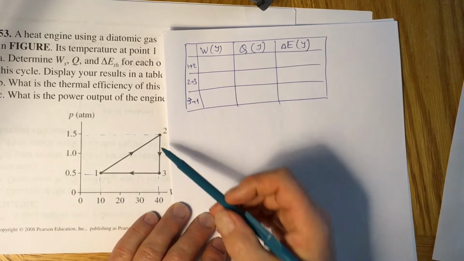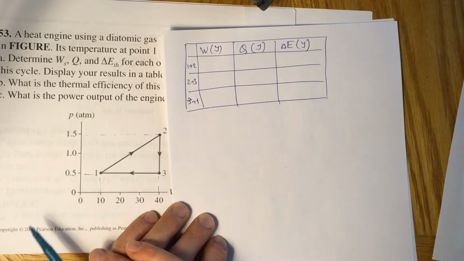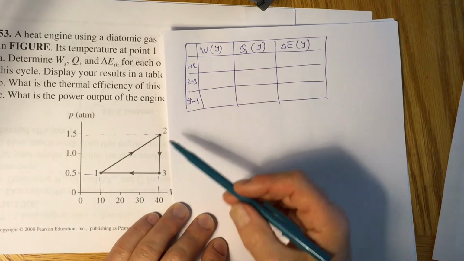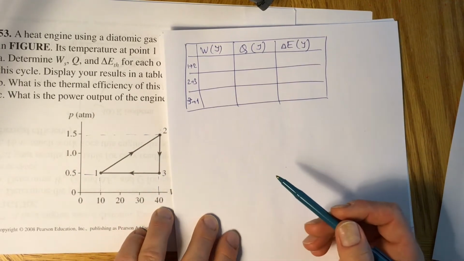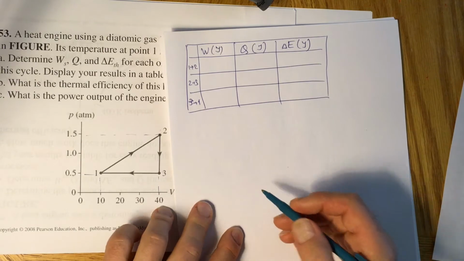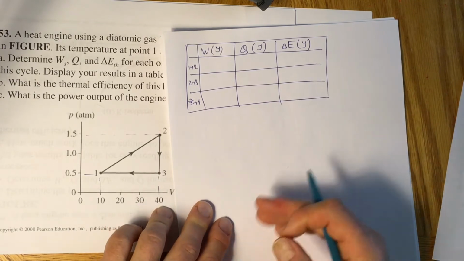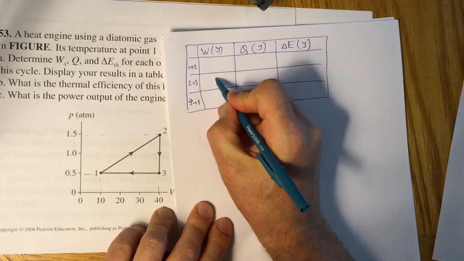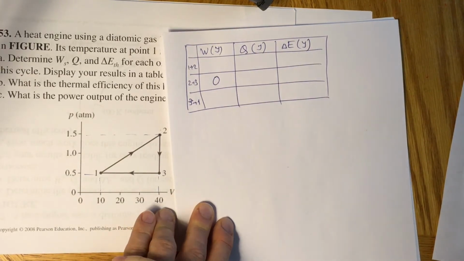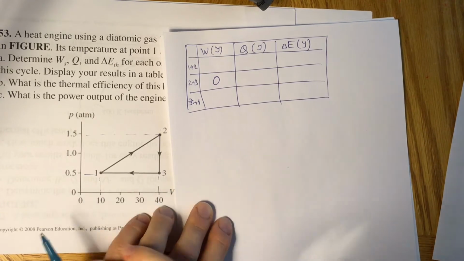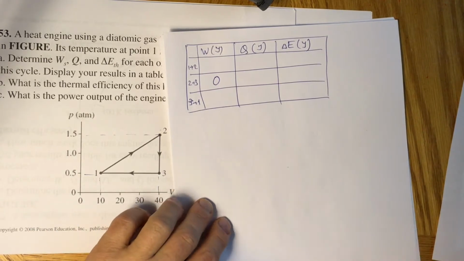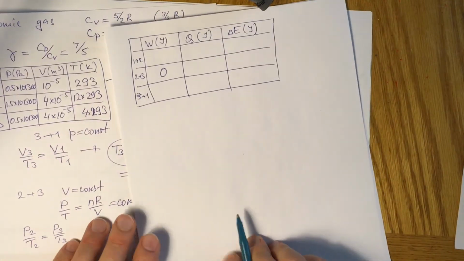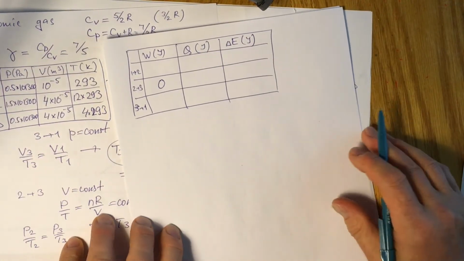You see that we have here an arbitrary process 1 to 2, so nothing is zero here, neither work, nor Q, nor delta E. Then we have 2 to 3. In this process we have constant volume. Because volume is constant, work is not done on the system. So we can claim that for the process 2 to 3, the work done on the system is 0. Then we have an isobaric process, in which again everything changes.